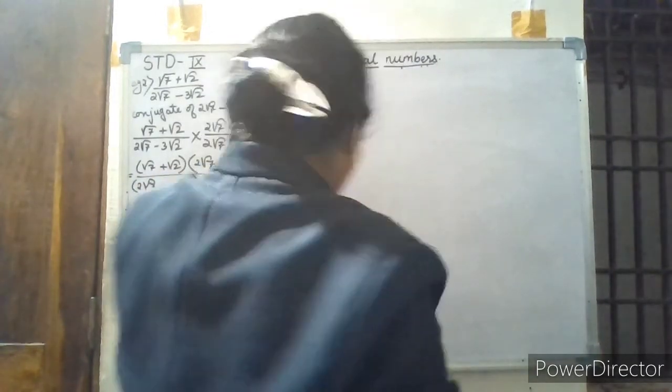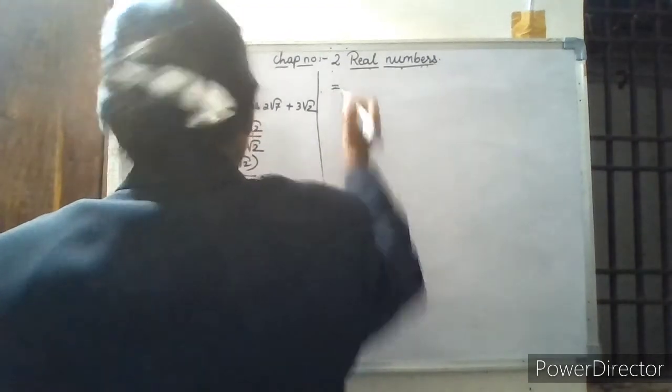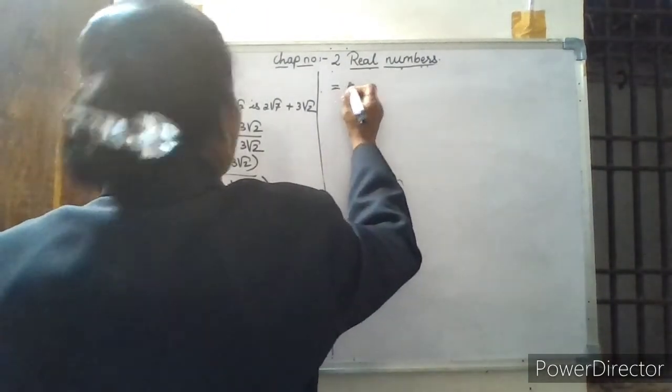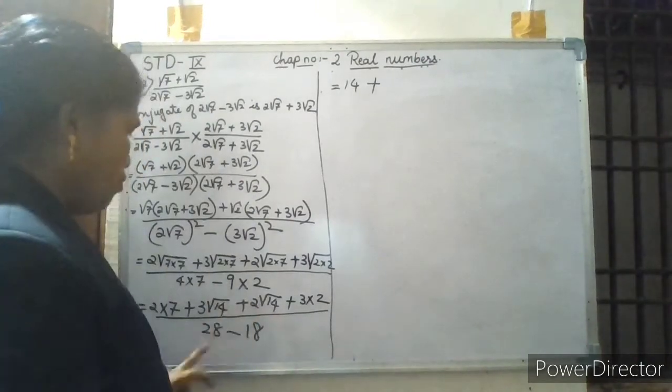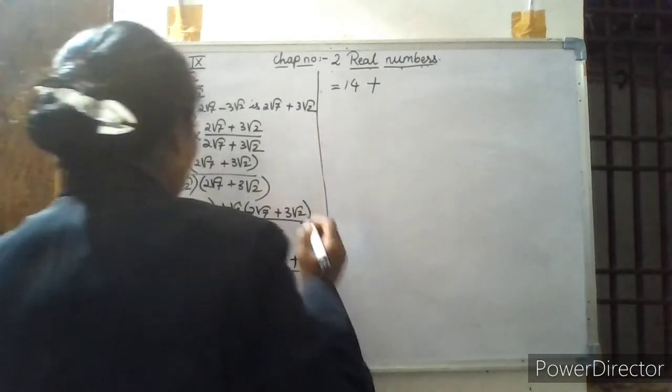So here this is equal to... 2 sevens are 14, plus... Now see, they are similar shades, root of 14, root of 14. So for coefficients we can add. Both are the same sign, so add and put the same sign.